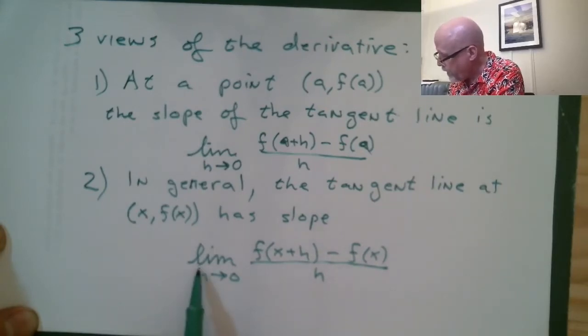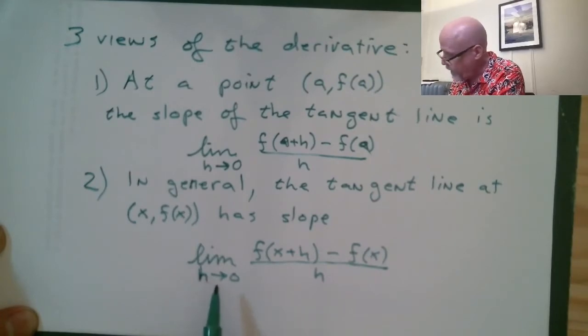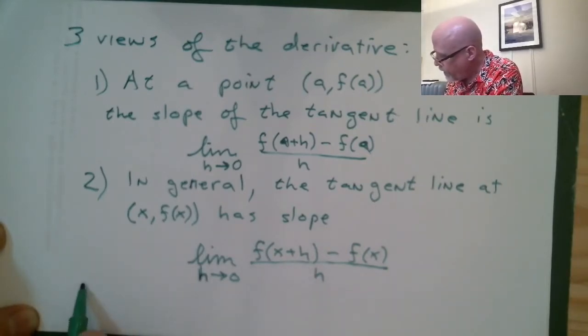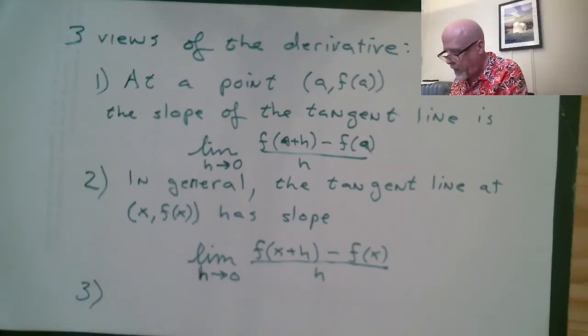It turns out the thing that's changing in the limit is h. So it doesn't matter what x is. X is not changing as you do the limit. It's only h that's changing. So that leads to a third way to think about the derivative.